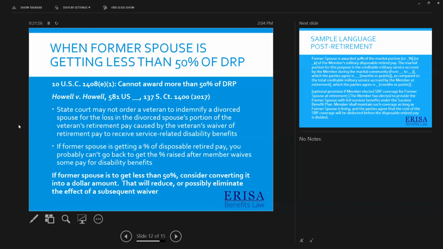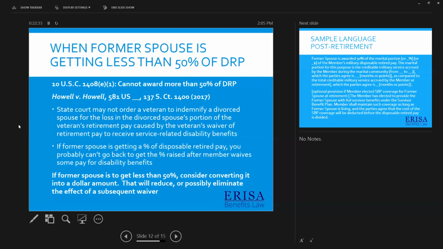And then the member waives some of their retirement pay in favor of disability pay. That will reduce what the former spouse gets, because the disability pay comes out before we can dispose of the retired pay. What Howell tells us is that you cannot respond to that problem by saying in your decree or somewhere else that the member has to indemnify the former spouse for the loss of their disposable retired pay due to that waiver in favor of disability pay.